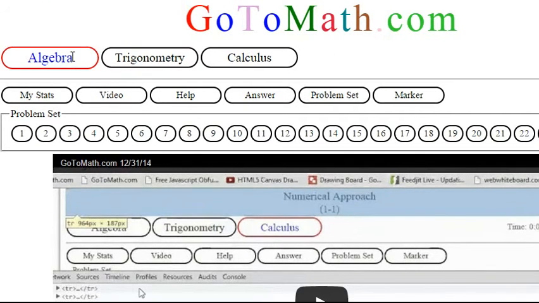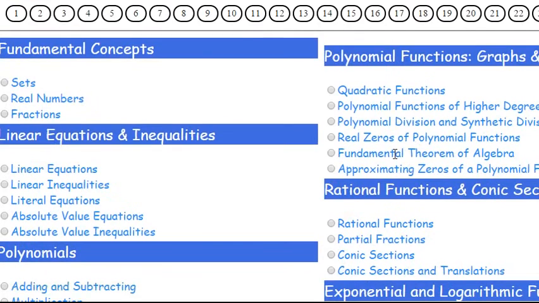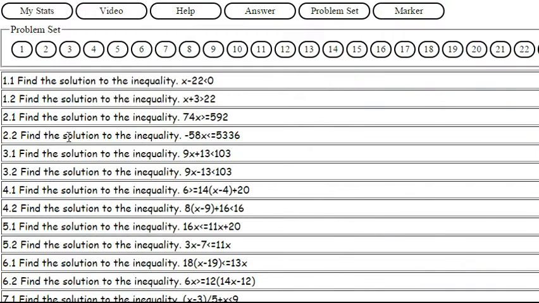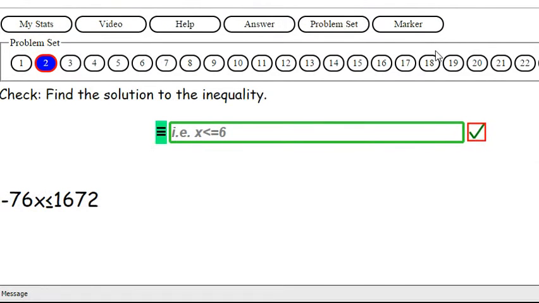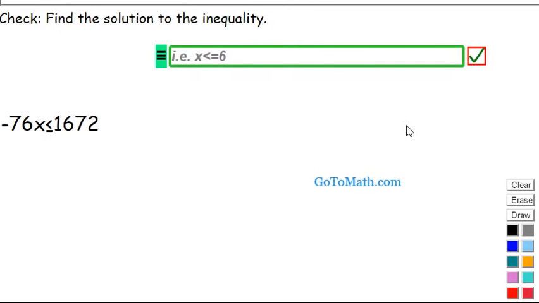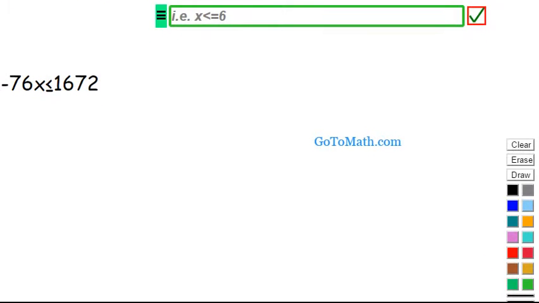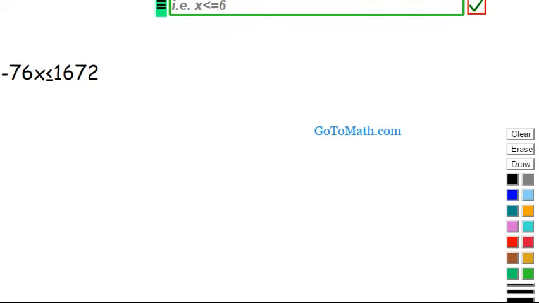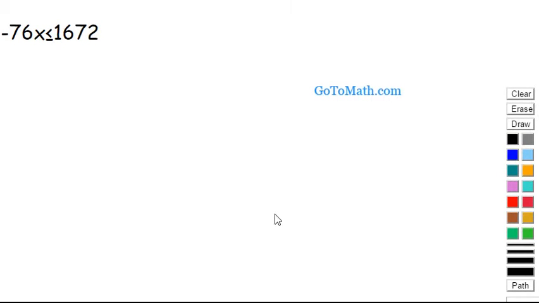Okay, we're over here at GoToMath.com looking at some linear inequalities. Let's click there. Go to 2.2 and bring up the marker board. Find the solution to the inequality. Alright, so let's take a look at this. Now this one here is going to be slightly different than what we've been doing, so hang in there. So let me go ahead and just rewrite it. So we got negative 76.